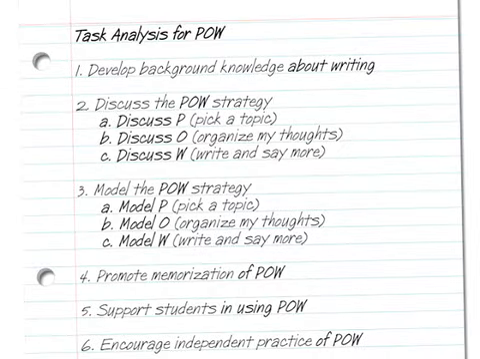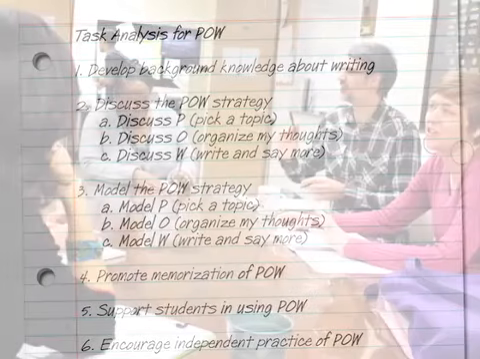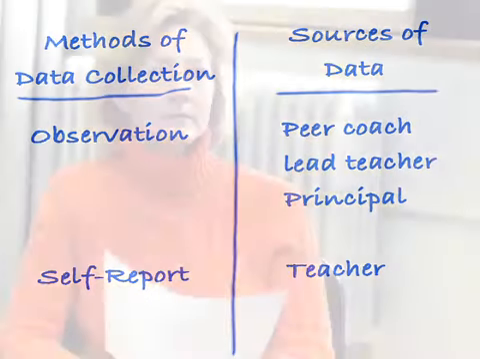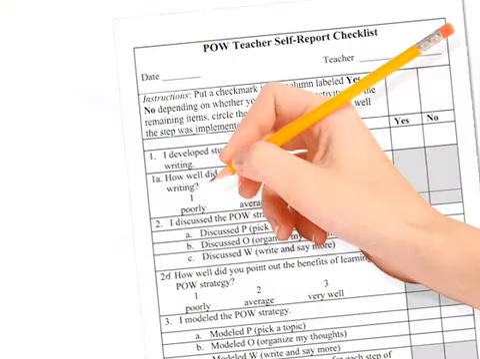Now that they have developed a task analysis for the POW writing strategy, the implementation team is ready to create a fidelity measure. They begin by selecting their methods of data collection as well as the individuals who will supply that data. They choose to collect observational data and teacher self-reports of fidelity.